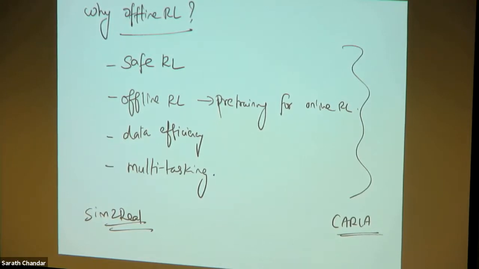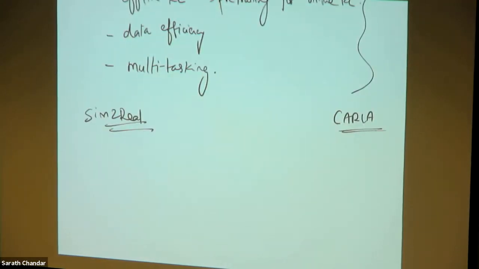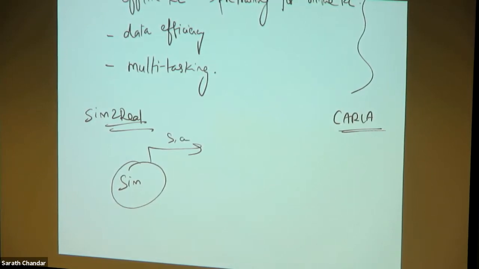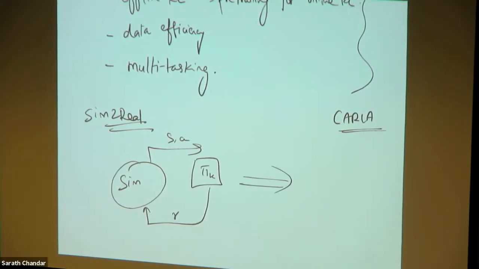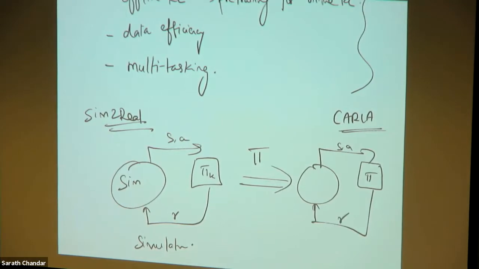Okay, so the basic idea in sim to real is a bit different from these pictures. In the case of sim to real, you have a simulator and the policy is updated using the simulator. Here you can use online RL or offline RL, whatever you want. But once the simulation phase is over, you take the final policy pi and put this policy to act in the real world. This is the real world.